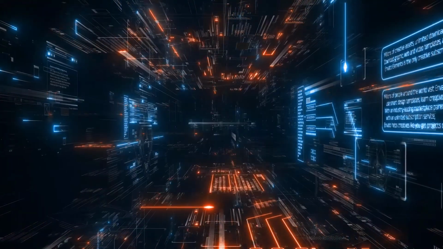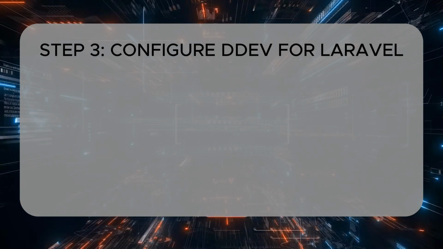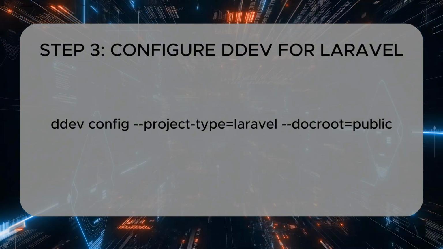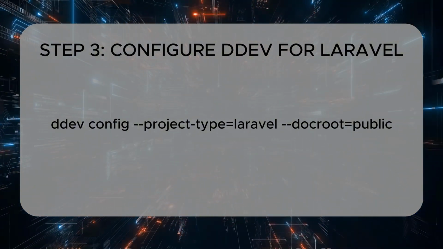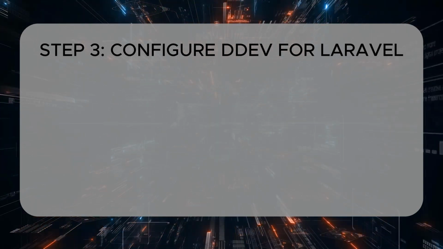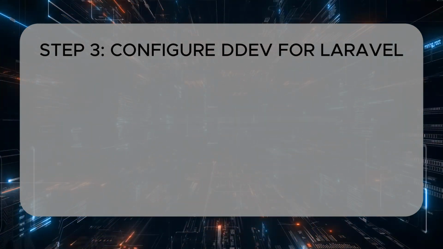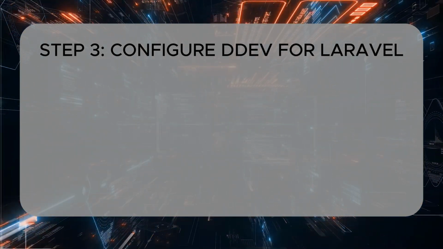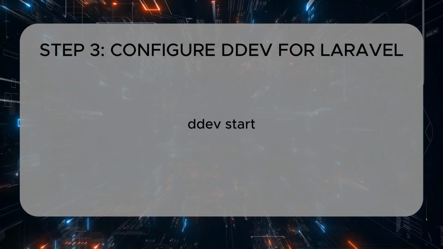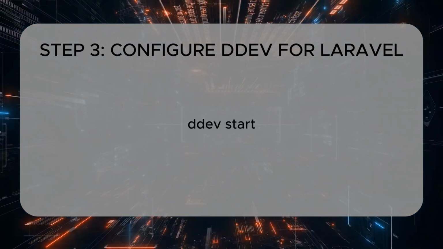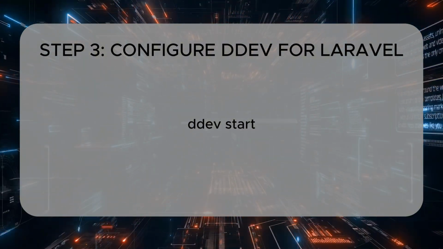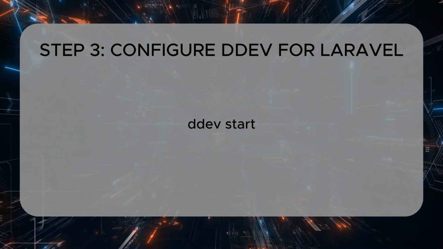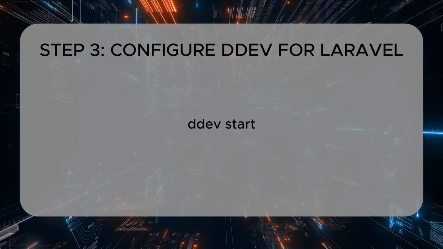Now we'll tell DDEV that this folder is going to be a Laravel project. Run ddev config --project-type=laravel --docroot=public. The project type is Laravel, and the document root is public. That's important because Laravel should be served from the public folder, not from the root of the entire project. Now start DDEV, ddev start. The first start may take a little bit because DDEV needs to create and start the containers. Once it finishes, DDEV will show project information, including the local URL.